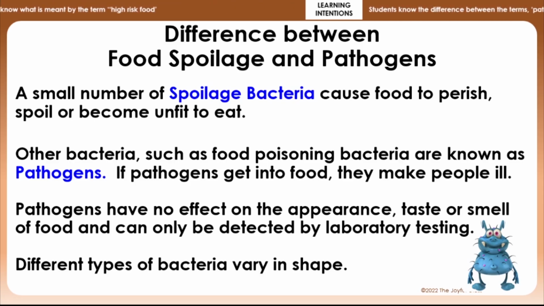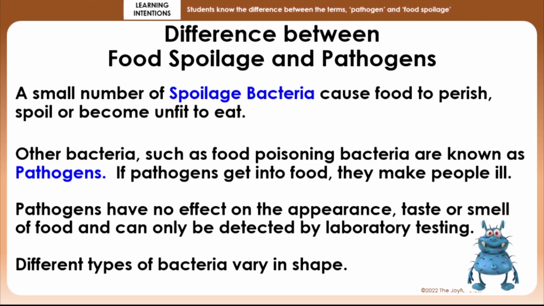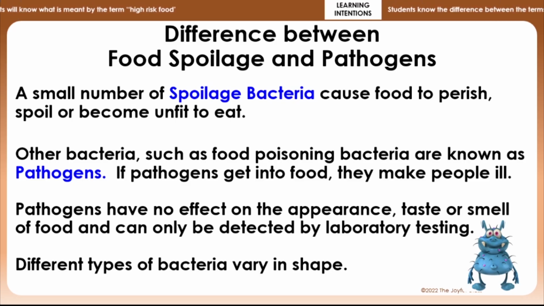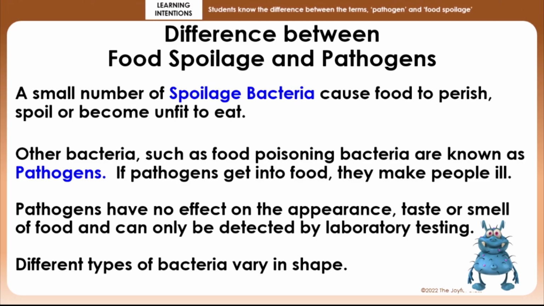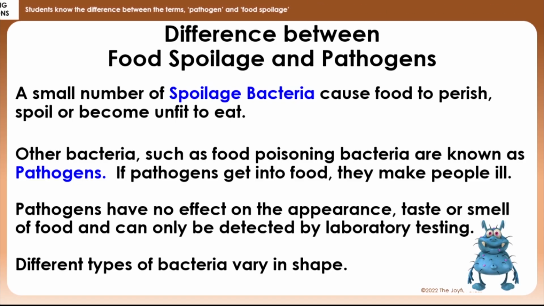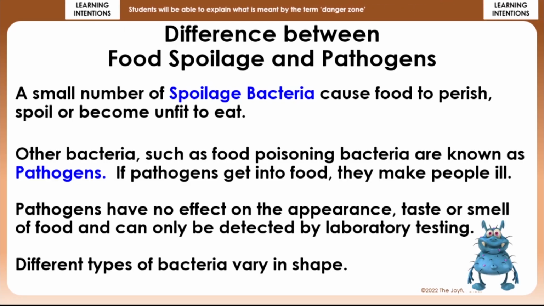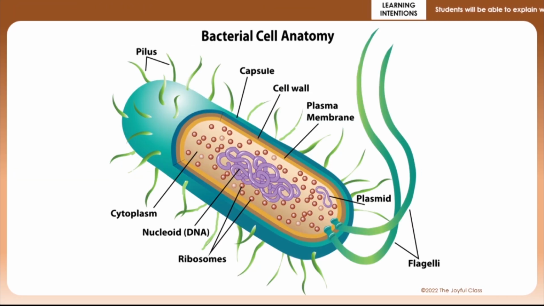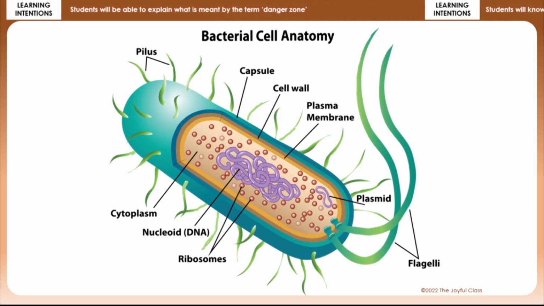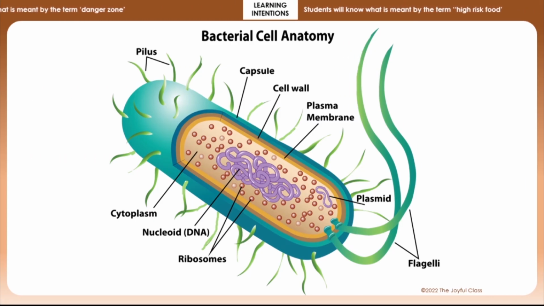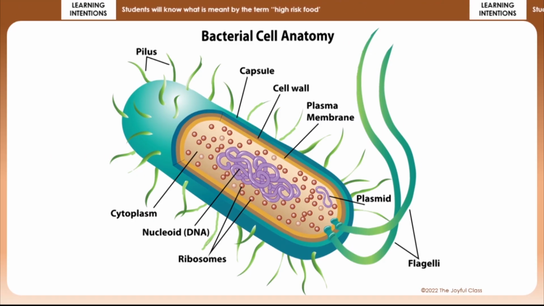Pathogens have no effect on the appearance, taste or smell of food and can only be detected by testing in a laboratory. So food spoilage bacteria you can smell, you can see it. Pathogens you can't smell or see it, you can't detect it unless you get it tested. And there's different types of bacteria and they vary in shape. Every cell has a cell wall, a nucleus and DNA which help it replicate.